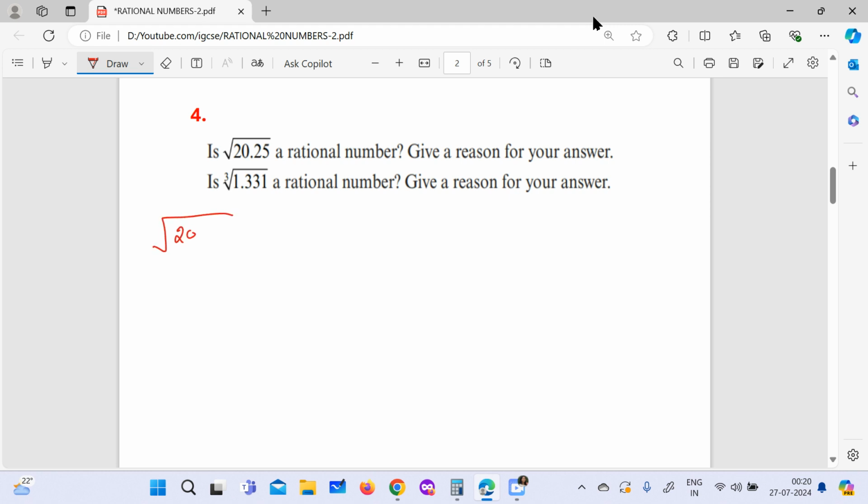Square root of 20.25. So this can be written as 2025 over 100 in the fraction form, which is nothing but square root of 2025 over square root of 100. So this you know already, square root of 100 is 10. Now let's see what is square root of 2025. So you can always do prime factorization to find out that.